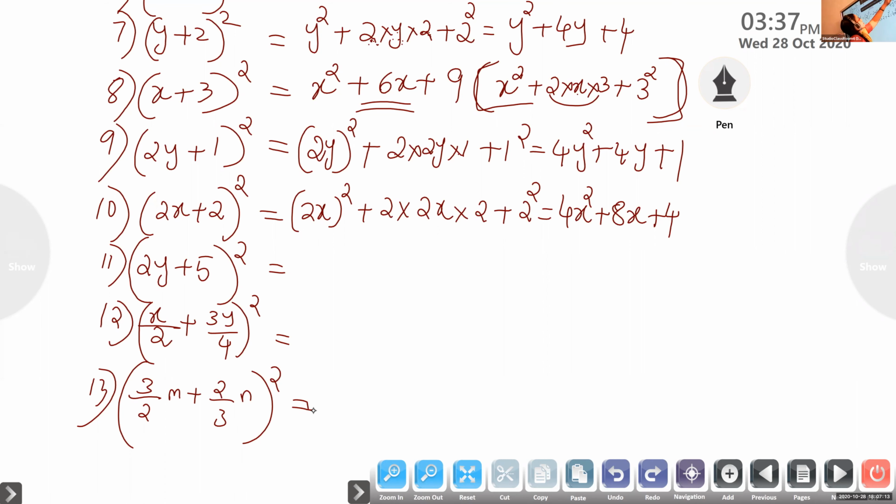Ma'am, can you explain the 12th one? 12th. 11th answer. Shivanya, what was the 11th answer? 4y square, okay wait, let others also say.